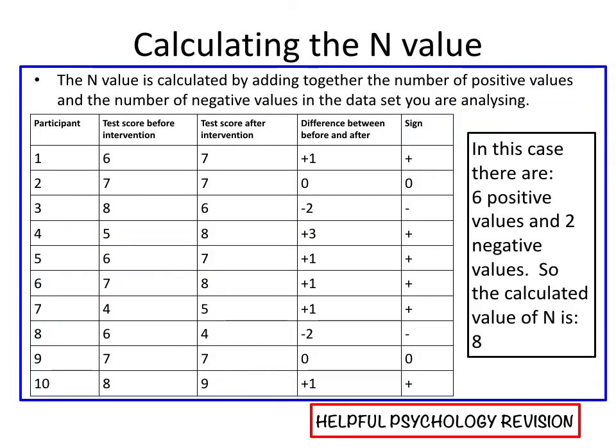So the n value. This is calculated by adding together the number of positive values and the number of negative values in a dataset that you are analysing. In this case, there are 6 positive values and 2 negative values, so the calculated value of n is 8. Remember, we ignore the no change or 0 values.